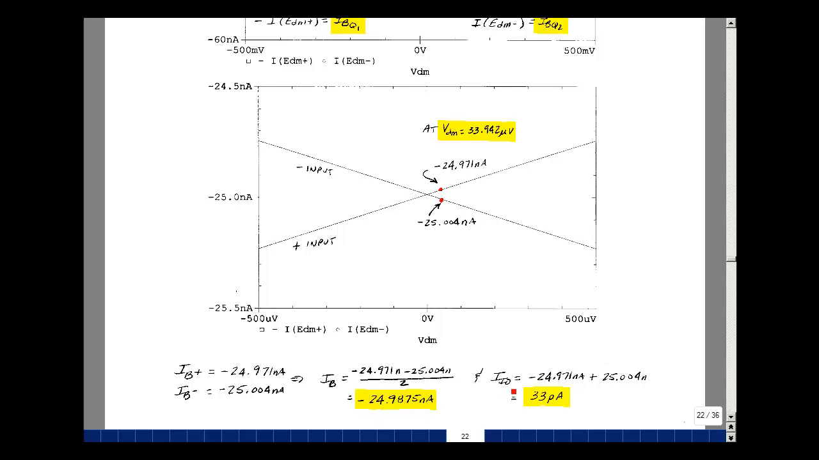The disappointing part here is that the difference of these two is 33 picoamps, which is basically zero. In the data sheet, it gives a value. We'll take a look at that in just a second. And so again, they've set these input offset values essentially to idealized values of 0.